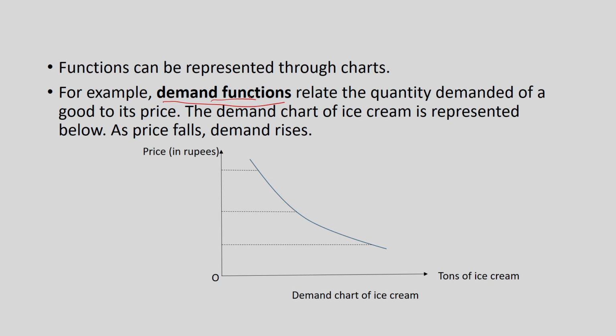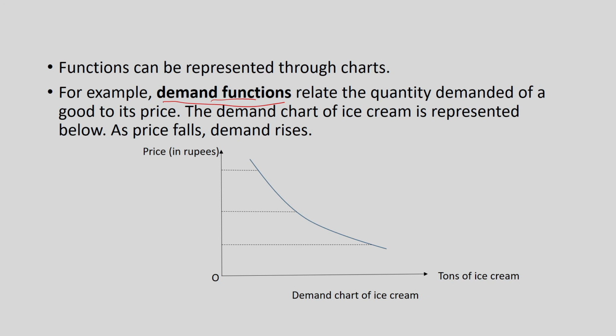For example, if you want to buy cold drinks, for example. So, if you want to buy, let us suppose, Thumbs Up or Coca-Cola, then per bottle you have to pay, let us suppose, 20 rupees. So, that 20 rupees is the price, and demand depends on price. It depends on many other things, but it also depends on price. So, there is this thing called demand function, which represents how the quantity demanded depends on the price.